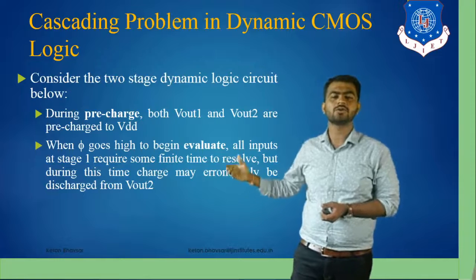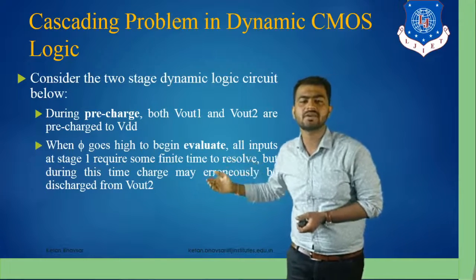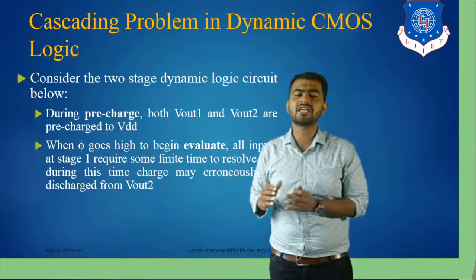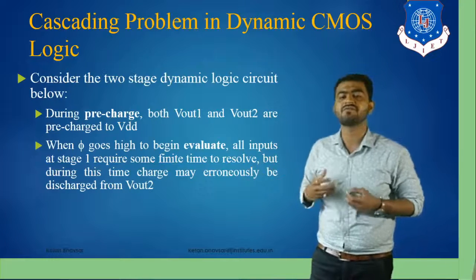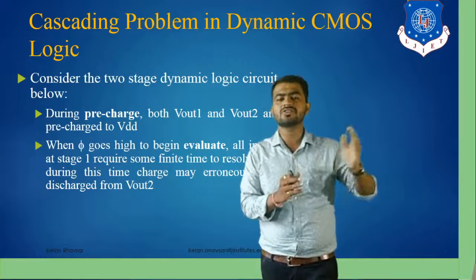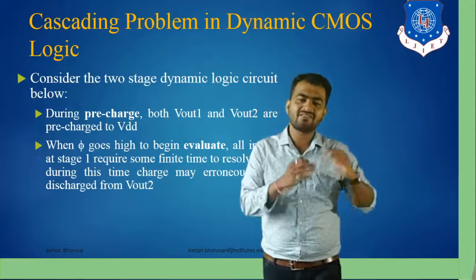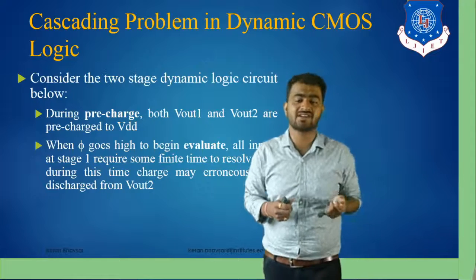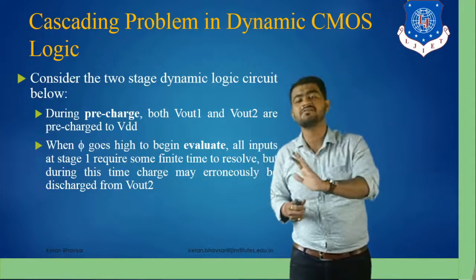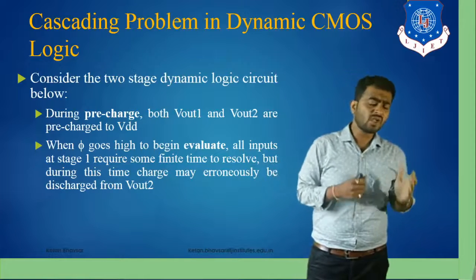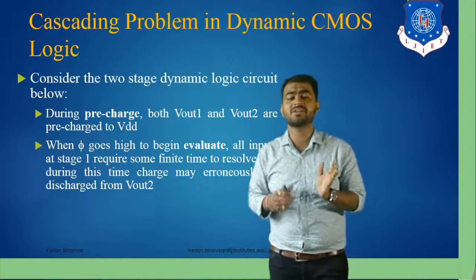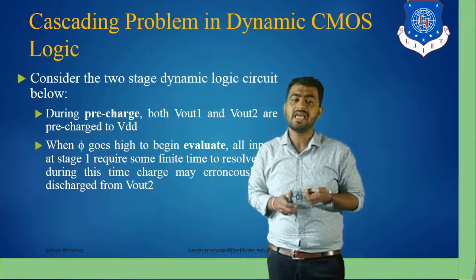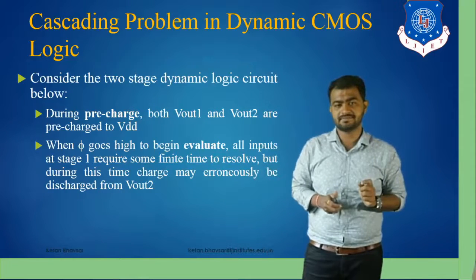When phi goes high to begin evaluation, all the inputs at stage 1 require some finite time to resolve. But during this time, Vout2 may be erroneously discharged. Ultimately, when the NMOS transistors switch from high to low, it takes a certain amount of time for the discharging. At the same time, the next transistor will be turned on, so a delay is generated in the circuit. This is called a race problem in the circuit.